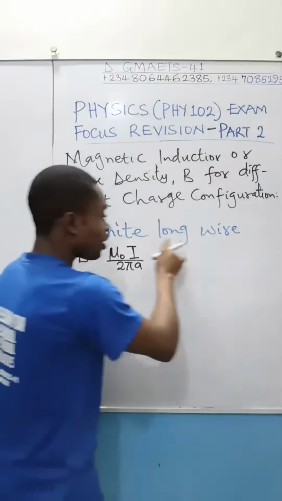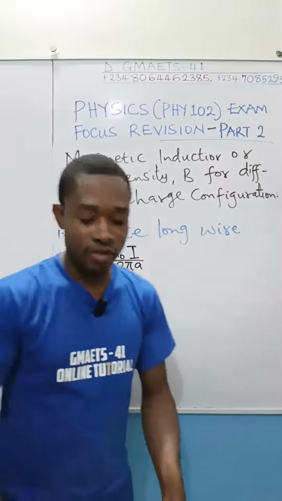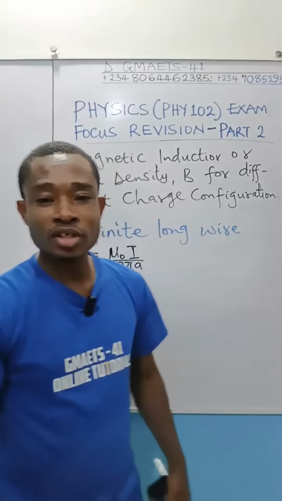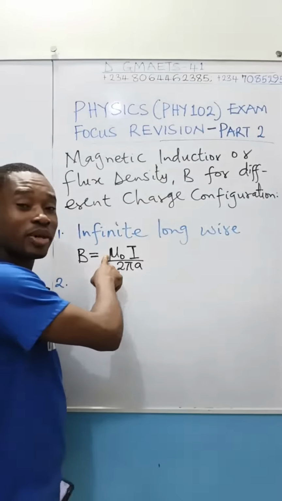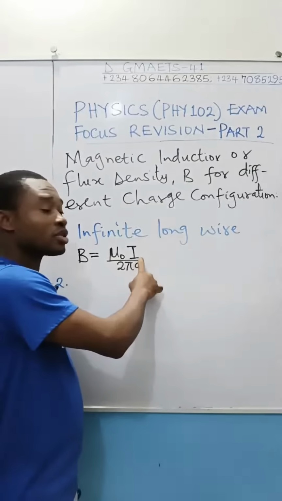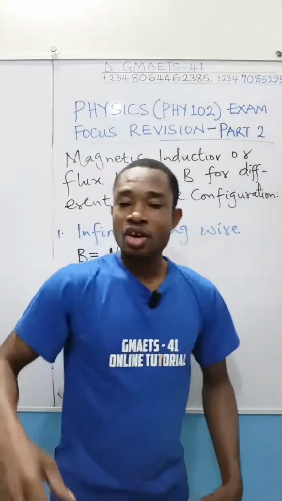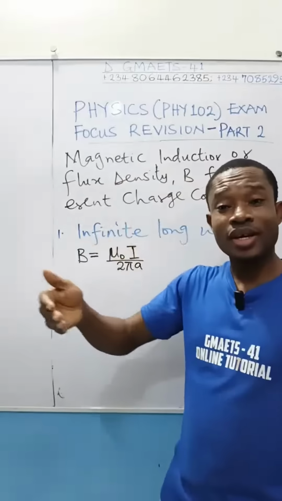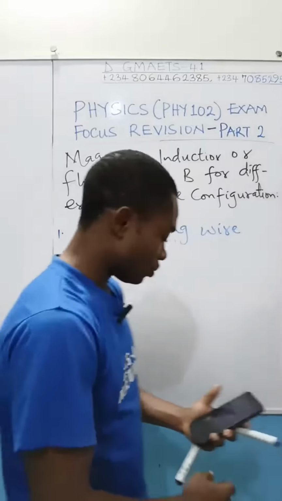The first one: if you're given a problem on an infinitely long wire and you're asked to determine the magnetic flux density, the magnetic induction, which formula do you use? This is the formula you use. B is equal to the magnetic permeability constant, or simply magnetic constant, times current divided by 2 pi A, where A is the distance of the wire, which in this case is acting as a charge, from the field position.